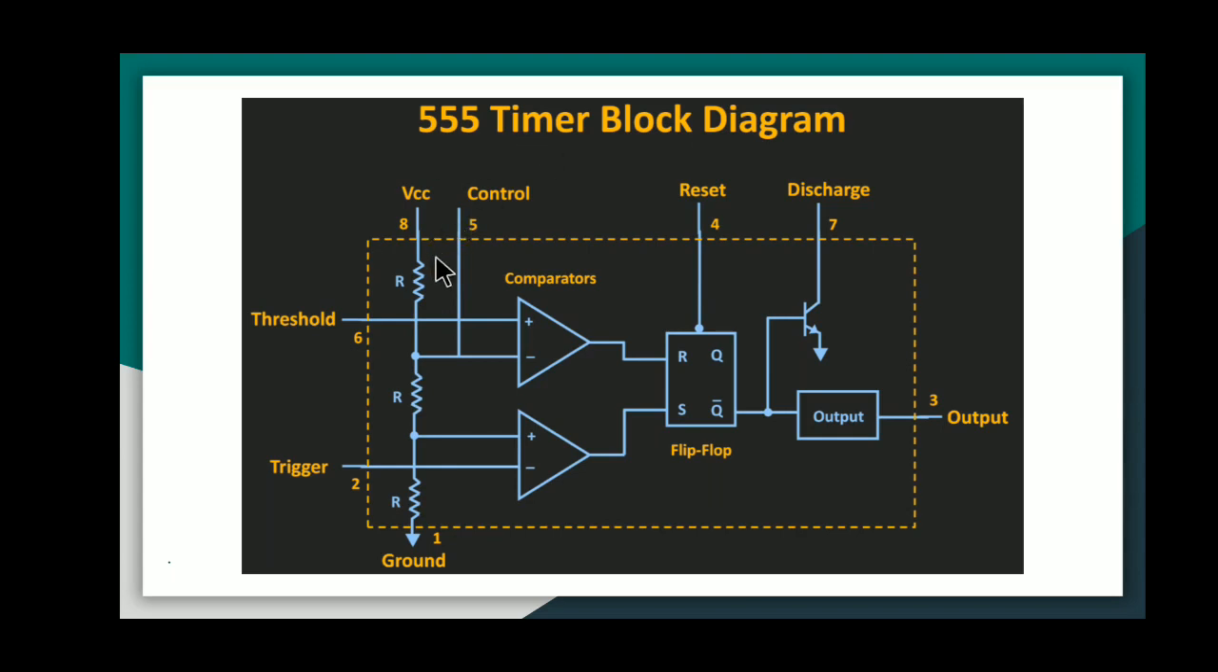If we apply the voltage divider law on the three resistors, the voltage at this point is equal to 2/3 times VCC. This 2/3 VCC acts as the reference voltage for comparator 1. And the voltage at this point is equal to 1/3 VCC. This 1/3 VCC voltage acts as the reference voltage for comparator 2.